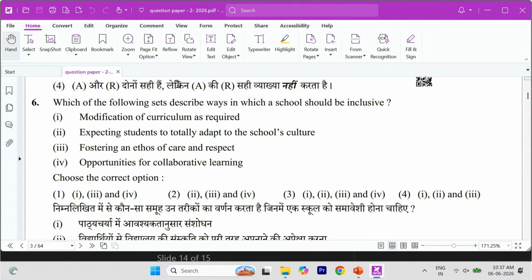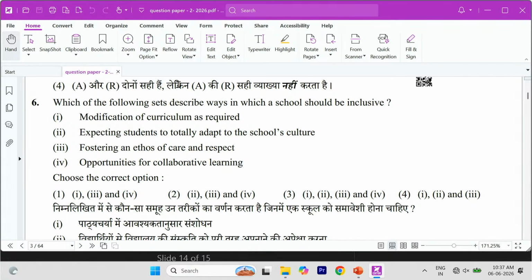So when you look upon this, like option 1. So 1 is there. What is that? That is modification of curriculum as required. Right. So in this, what you need to see, like here, when it comes to this second one we have deleted. So from this, can you tell me what is the correct option? 1, 3, and 4. This is what we have got to know. We have marked all these correct.